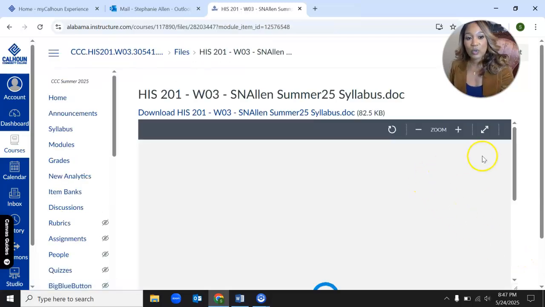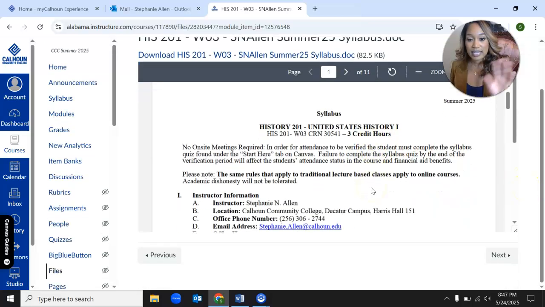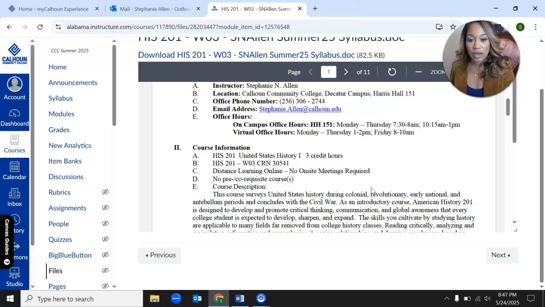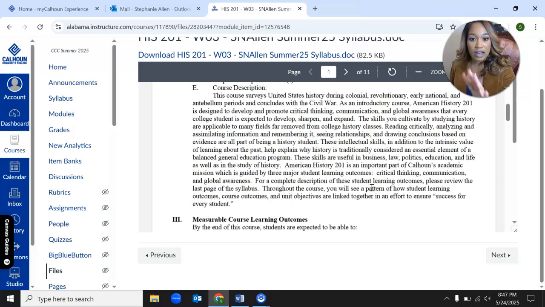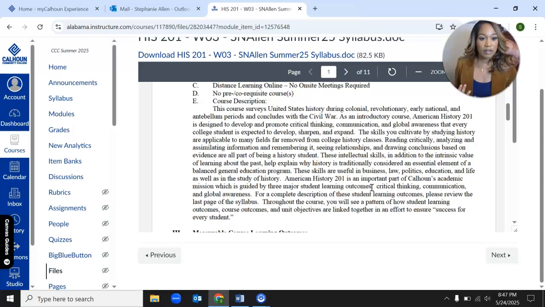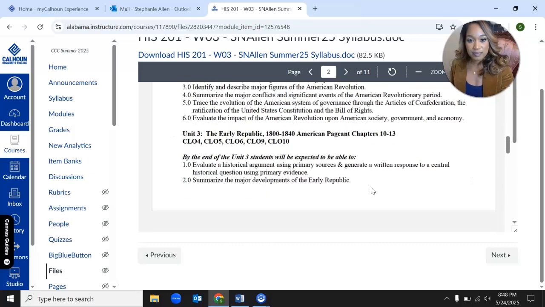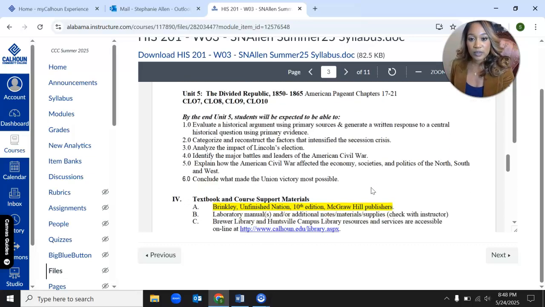Let's look at your syllabus. So your syllabus is pretty straightforward. Again, no on-site meetings required, office hours posted. The course description is posted. Remember, I talked to you about Amerindians, colonial, revolutionary, early national, antebellum. Anytime we say antebellum, we are referring to the time period before the Civil War. So pre-Civil War is always going to be antebellum. Make sure you peruse your syllabus to see.